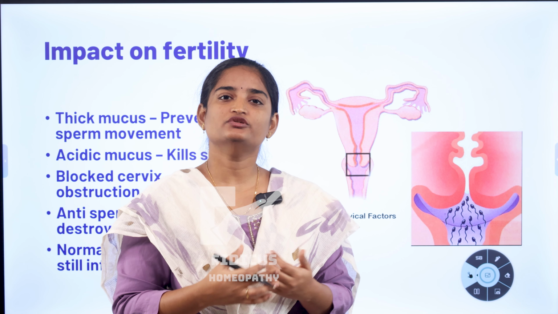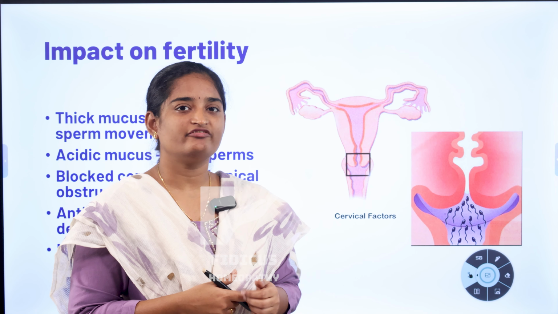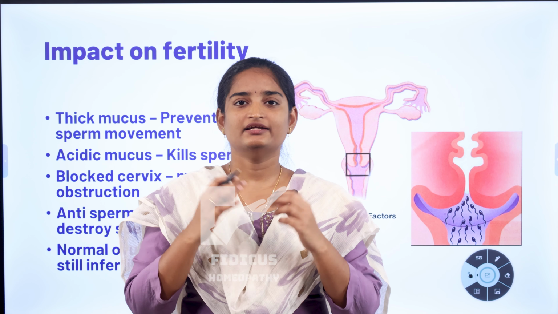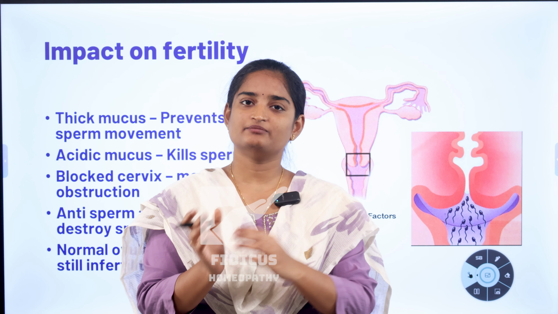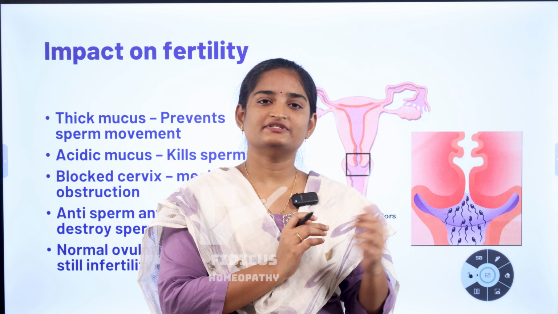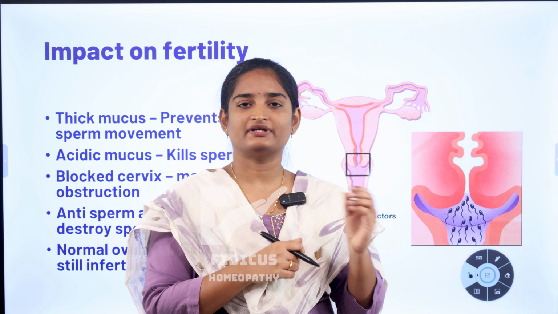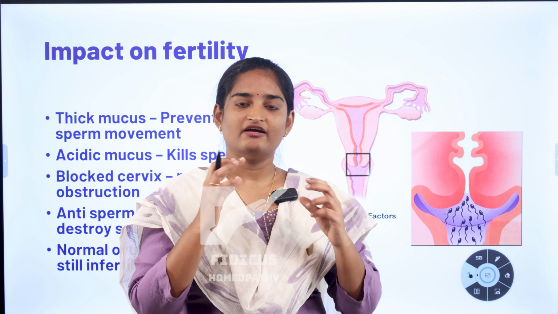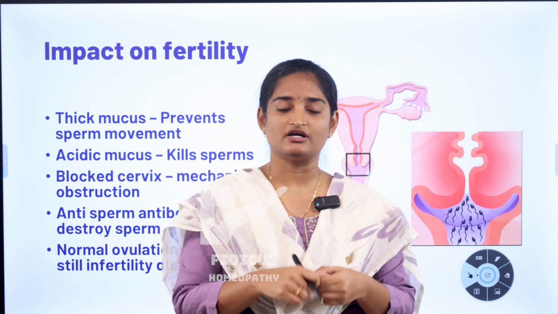Now, coming to how these cervical factors can cause infertility, means how they affect our fertility. The cervix is the vital gateway between the vagina and the uterus. It acts as a mechanical barrier. It can help in the transport of sperm and also helps in conception. During ovulation time, the cervical mucus may be clear and slippery, which helps in the transport of sperm for conception. When there is any problem in the cervix, it can lead to infertility issues.